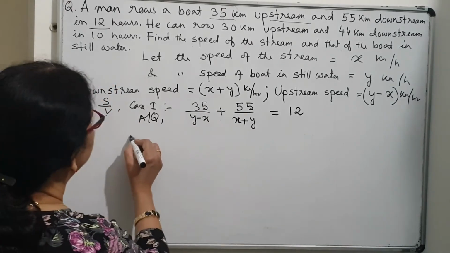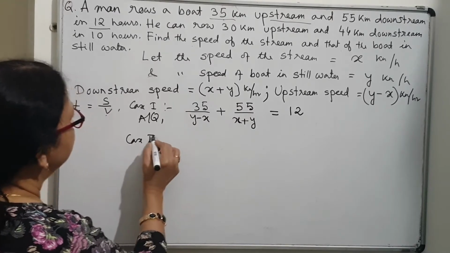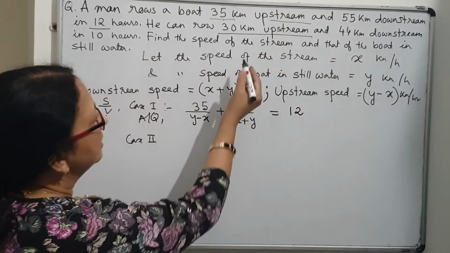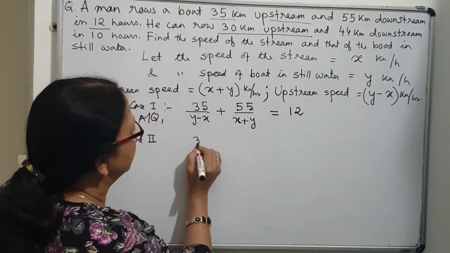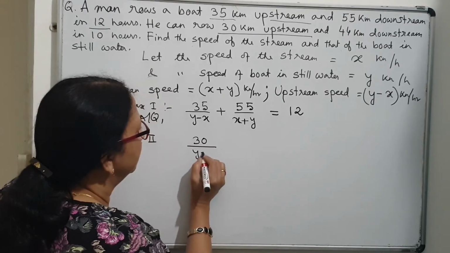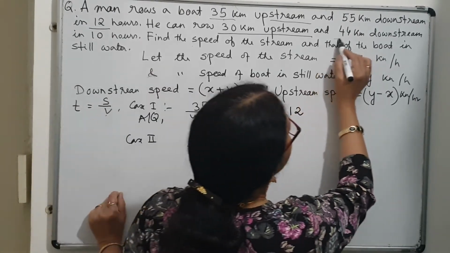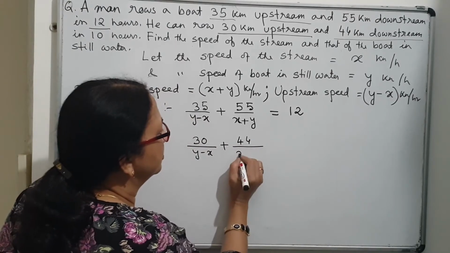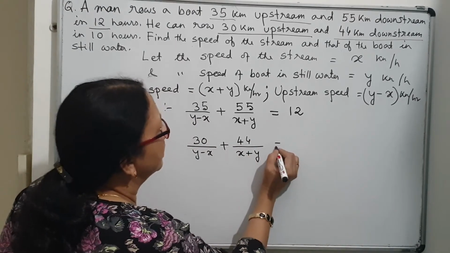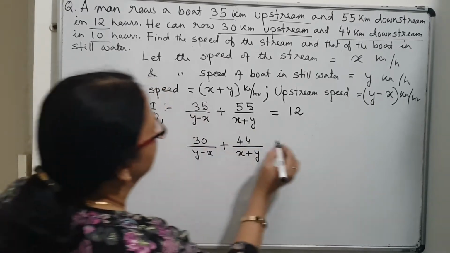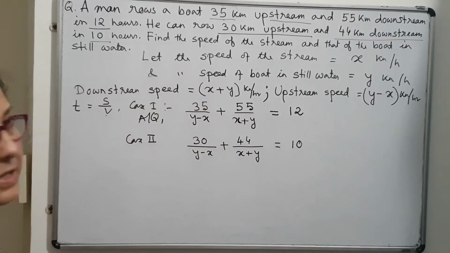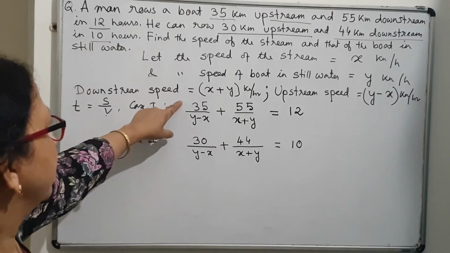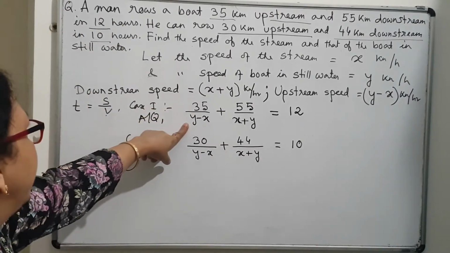Next, the equation will come from the second case, that he can row 30 km upstream. So the time taken in moving 30 km upstream is distance 30 km by upstream speed. Then he moves 44 km downstream, so plus distance 44 km by downstream speed, and the total time taken is 10 hours. So these are the basic equations we got from the question. Distance by speed gives the time taken.